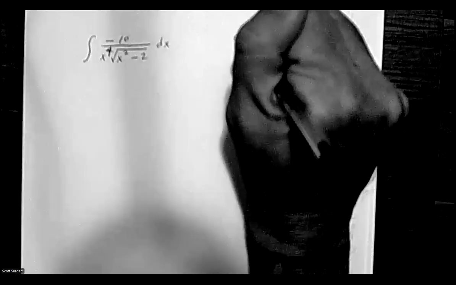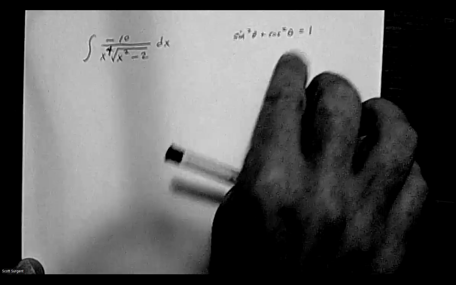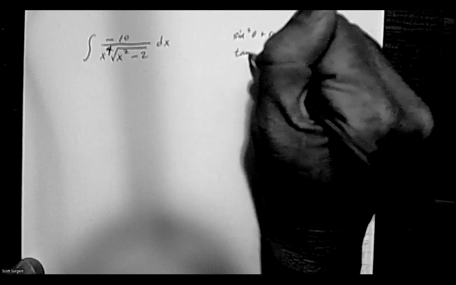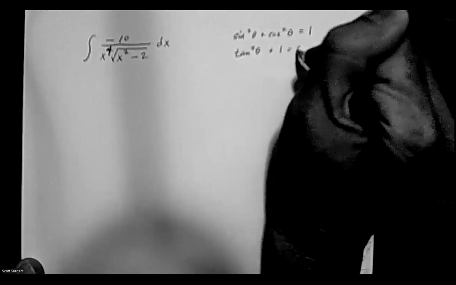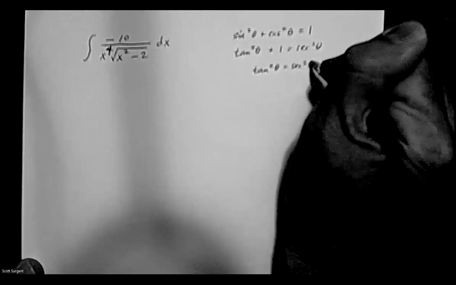First of all, you've got to remember, there's a lot of trig to remember. I actually forget a lot of my trig, but I always remember the basic Pythagorean identity: sine squared plus cosine squared is 1. If you divide by cosine squared, you get tan squared plus 1 is secant squared. And if you subtract the 1, you get tan squared is secant squared minus 1.